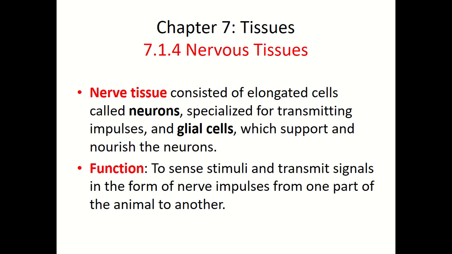So last but not least, nervous tissue of animal. Nervous tissue consists of elongated cells called neurons. We have three types of neuron: motor neuron, sensory neuron, and interneuron, which are specialized for transmitting electrical impulses, not chemical impulses. They also have glial cells that help to support and nourish the neurons. So it functions to sense stimuli and to transmit signals in the form of nerve impulses from one part of the animal to another.